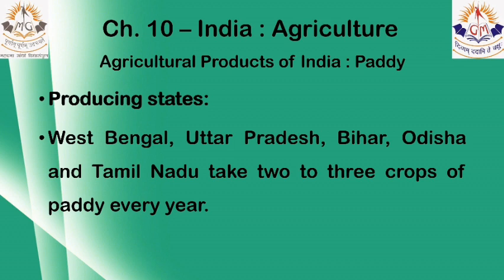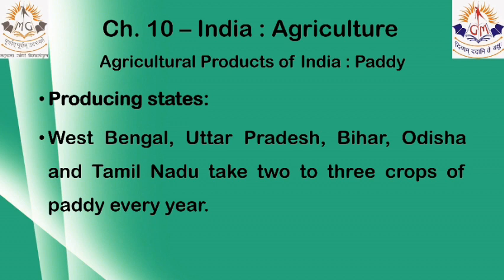Now another point is given, producing states. Some of these states receive retreating monsoon also, that you have learnt in the previous standard, 9th standard: approaching monsoon, that is the monsoon season, and when the monsoon season is going out of India, that is retreating monsoon. Some states receive another season of rain, that is the retreating monsoon season.